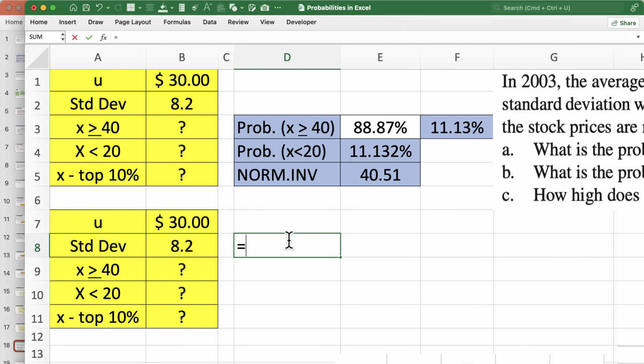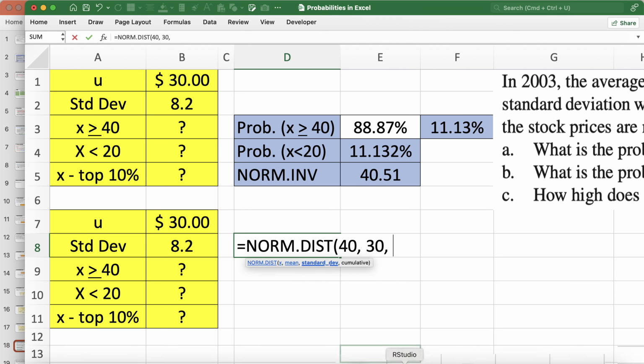I will use this formula, NORM.DIST, which is a contraction of normal distribution, and you can see here it's asking for input x. What's the value of x? And we know x is 40. We are solving the first part where it says 40, and then it says what's the mean. As you can see, mean is highlighted. We know mean is 30 from this top cell. Standard deviation is 8.2. I will enter true and I will explain it.